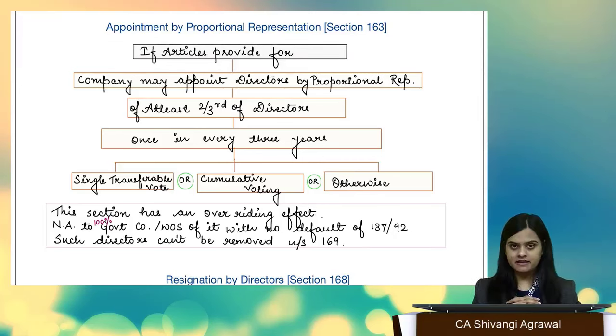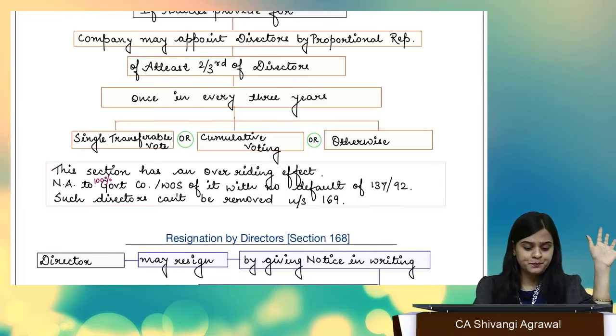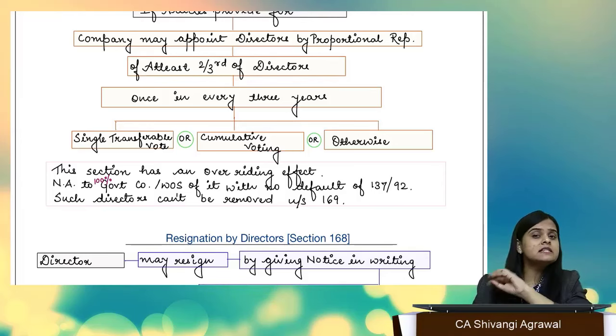What are the three voting methods which are recognized by this section? Single transferable vote, cumulative voting, or otherwise. So you have to remember these three names. The procedures are explained in the regular classes. Now, if your articles permit you, the company may resolve to appoint the directors by proportional representation, right? If you choose PR, then at least 2/3 of your directors are going to be appointed by PR, which cannot be removed by using section 169. Okay, this is an overriding section.